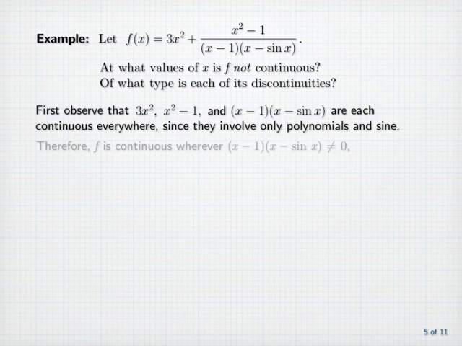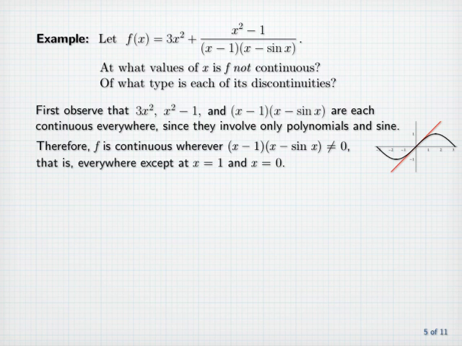Therefore, f is continuous wherever the denominator in the second term is not 0. That is, wherever (x minus 1) times (x minus sine x) is not 0. Now x minus 1 is 0 when x is 1, and x minus sine x is equal to 0 only when x is equal to 0. You can see this easily from the graphs of x and sine x. The only point of intersection is the origin. So f is continuous everywhere except x equals 1 and x equals 0.